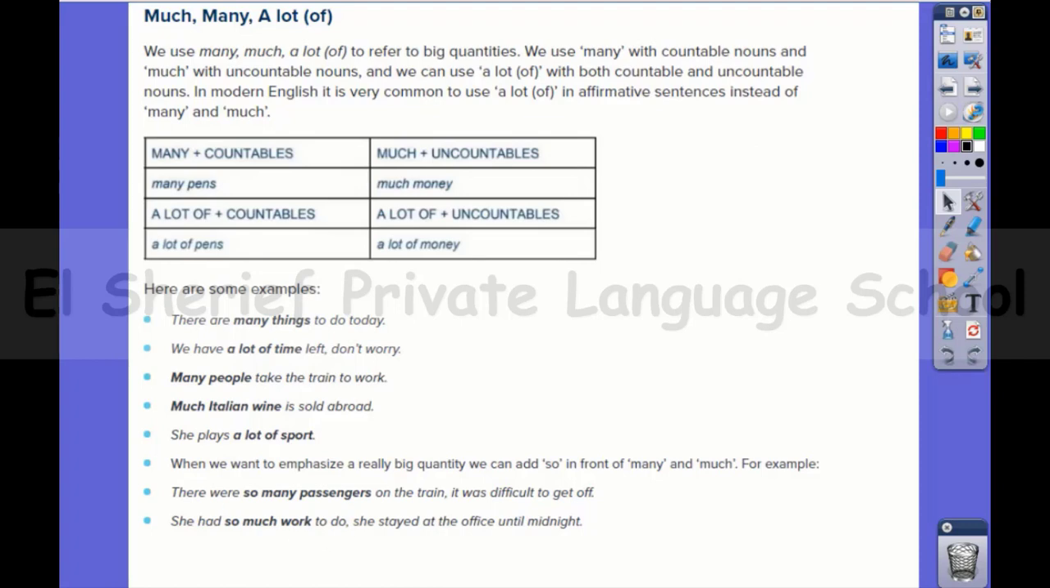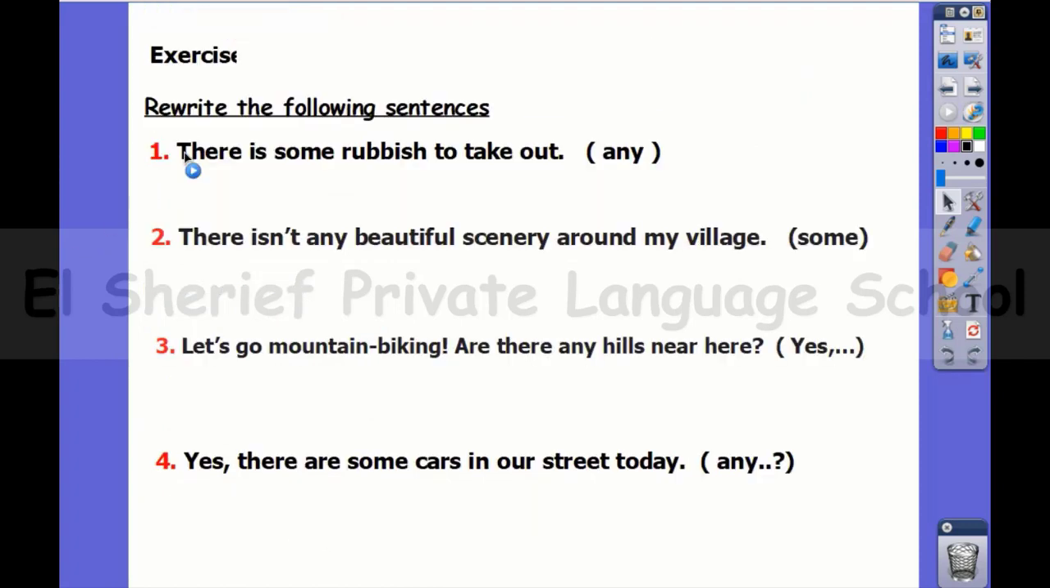So now let's do this exercise here to make sure that you got it all. Let's start. Rewrite the following sentences. Number 1. There is some rubbish to take out. Use any. So notice here that the word rubbish is an uncountable noun. And of course we're going to put this sentence in the negative form. So it's going to be something like this. There isn't any rubbish to take out.